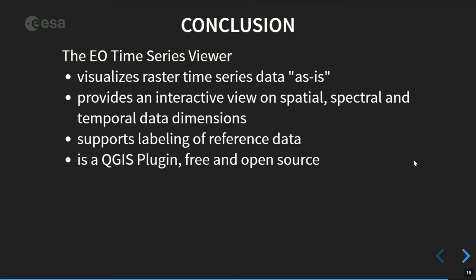Take-home message: the EO time series viewer helps you to visualize your file-based raster data as it is. You do not need to retransform it just for the purpose of visualization. It gives you an interactive view on spatial, spectral, and temporal data dimensions in the raster time series. It supports you in labeling reference data and extracting label information. And it is a free and open source QGIS plugin.